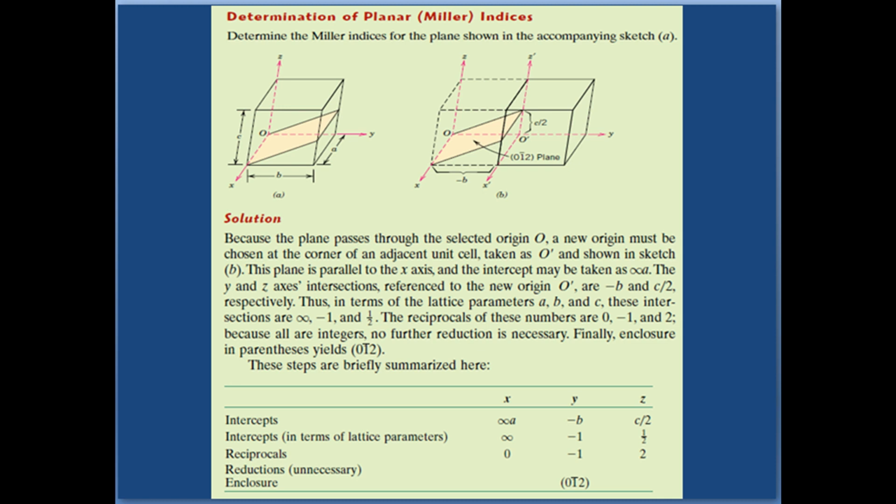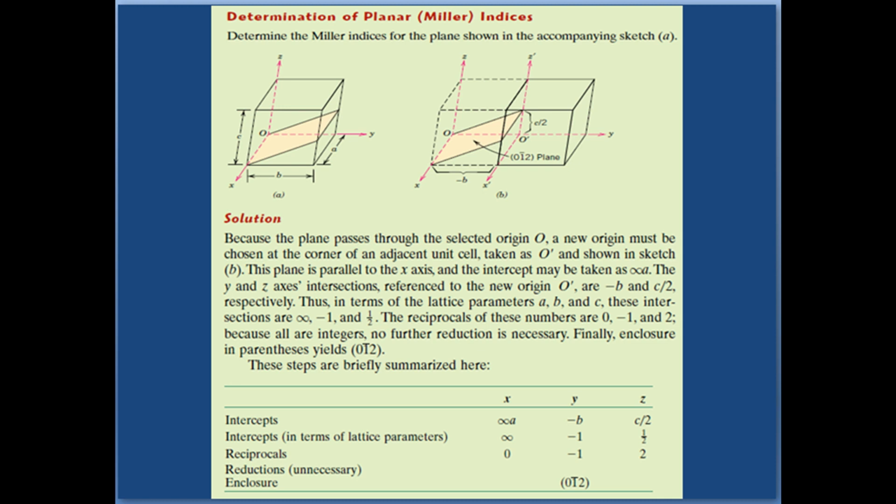Once again, we are going to repeat this particular procedure. Because the plane passes through the selected origin O, a new origin must be chosen at the corner of an adjacent unit cell, and it is taken as O dash, as shown in figure B. This plane is parallel to the x-axis, so the intercept may be taken as infinity. The y and z axis intersections with reference to the new origin O dash are minus b and c by 2 respectively. Thus, in terms of lattice parameters a, b and c, these intersections are infinity, minus 1 and half.